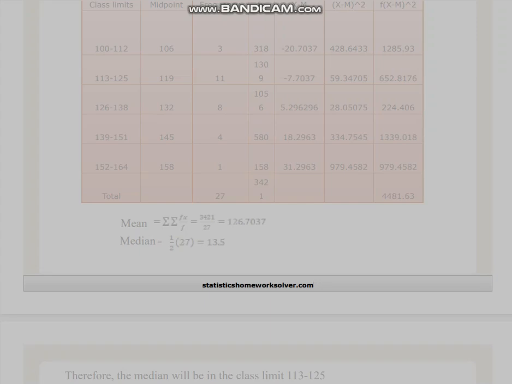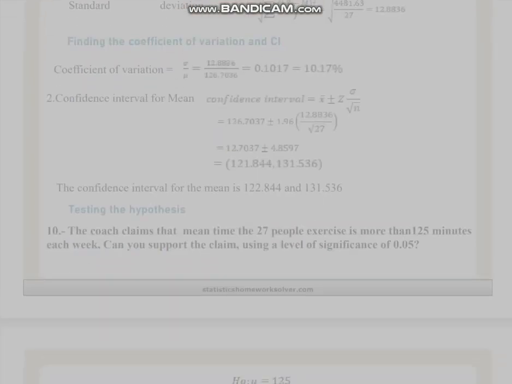Therefore, the median will be in the class limit 113 to 125. Standard deviation equals. Finding the coefficient of variation and CI. Coefficient of variation equals. 2. Confidence interval for the mean. The confidence interval for the mean is 122.844 and 131.536.